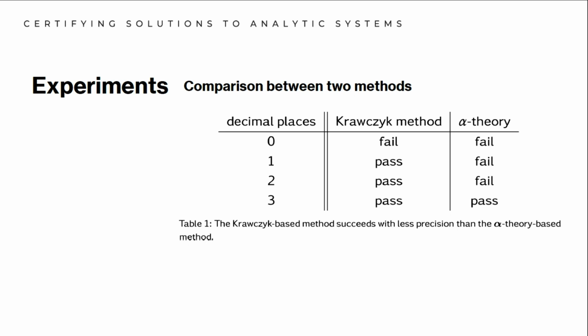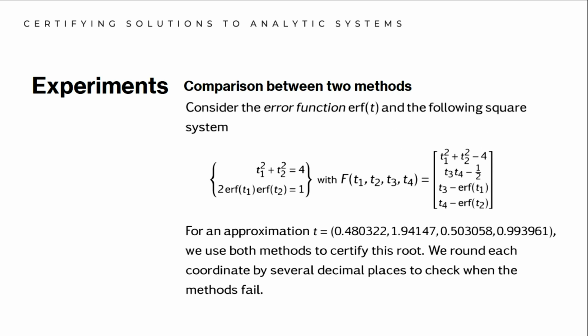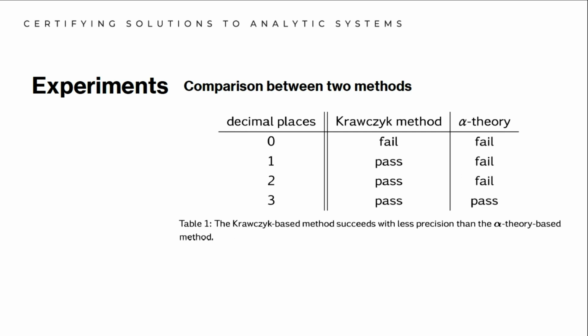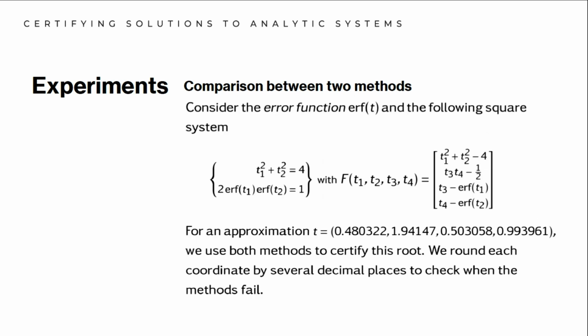How did you get that approximation? Oh, this is obtained from some numerical solver, probably Mathematica. So the Krawczyk method succeeds even with decimal place 1, but in order to succeed with alpha theory, we need more precision. This is because, just like I mentioned, interval arithmetic usually allows more crude input, and also alpha theory gives us more information about the quadratic convergence. Decimal places of what? Decimal place 1 means that we rounded this solution, just taking 0.4, 0.5. That's one decimal place.